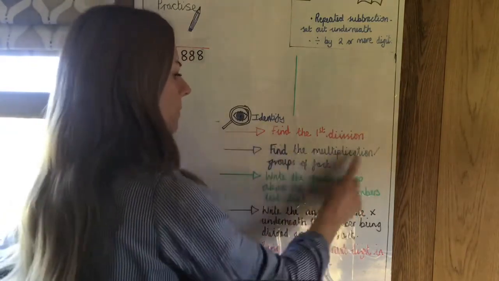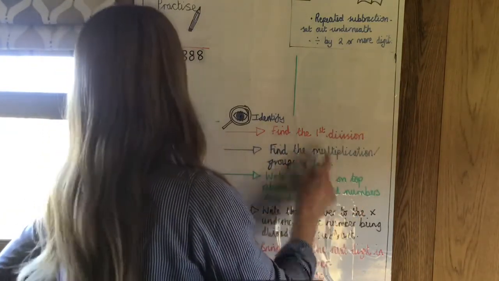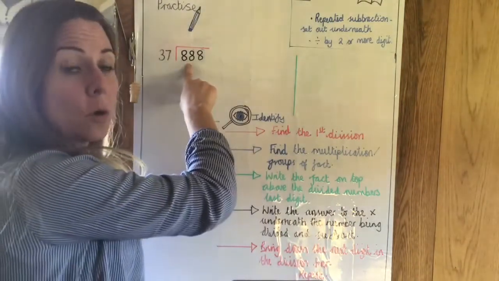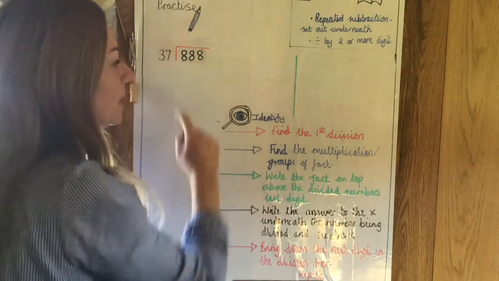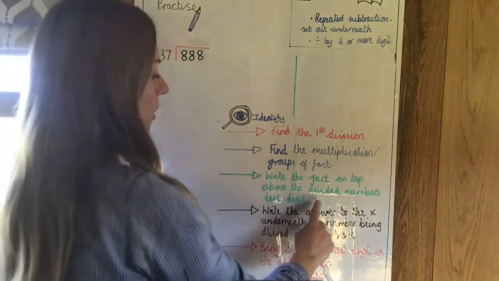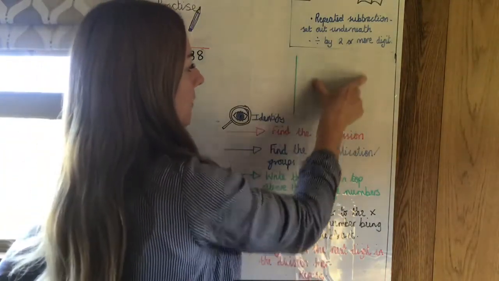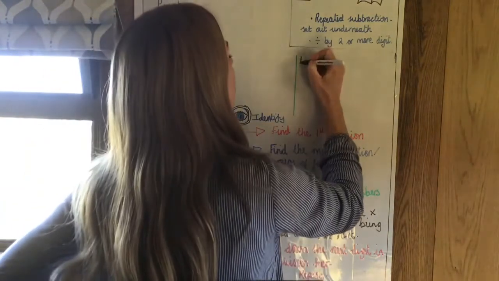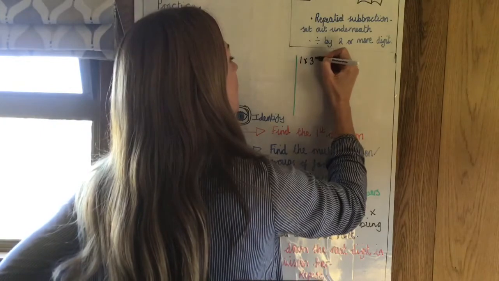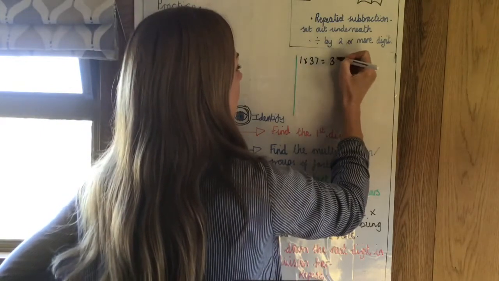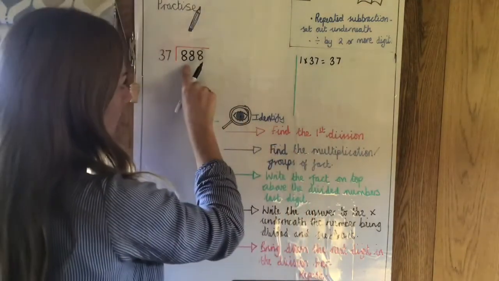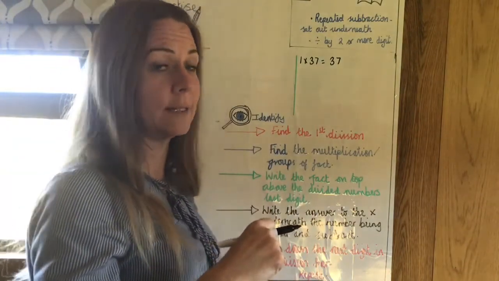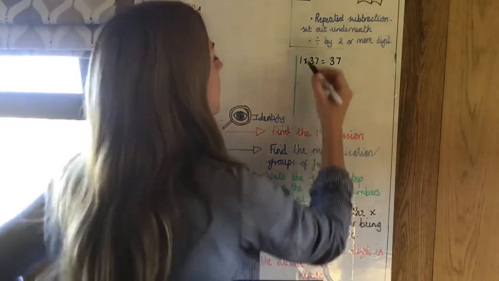Step 2, find the multiplication facts that go with that. So what times 37 makes 88 or is closest to 88? You have to write the multiplications down the side of your page. It's always a tip, the best way to do that. So 1 times 37 is of course 37. But we can get closer to 88, and that's really important. You have to find the closest fact to 88 in the 37 times table.